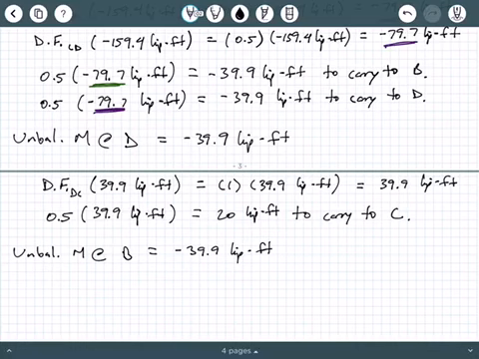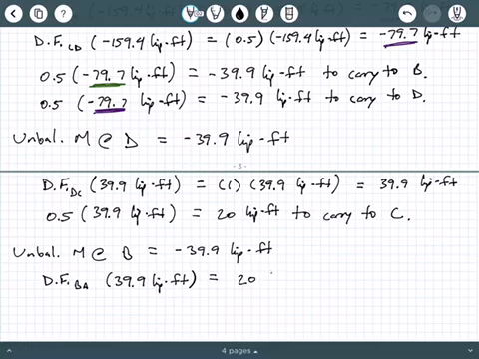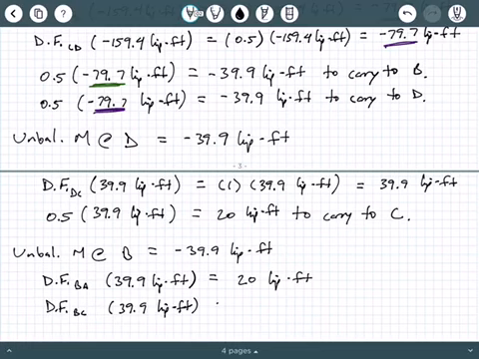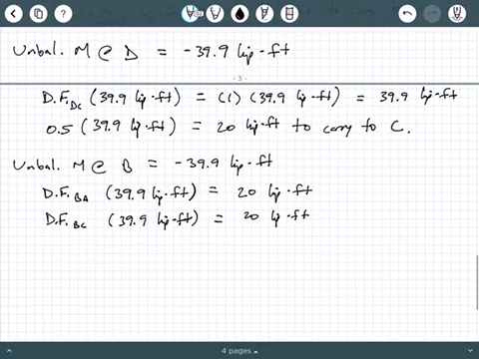Okay, look at it on your paper. And then what are we going to do? Well, we're going to say distribution factor BA times the positive of that, times 39.9 kip feet. Distribution factor BA was 0.5. So that gives us, I'm going to round that and say 20 kip feet. And then we're going to say distribution factor BC times 39.9 kip feet is also 20 kip feet.